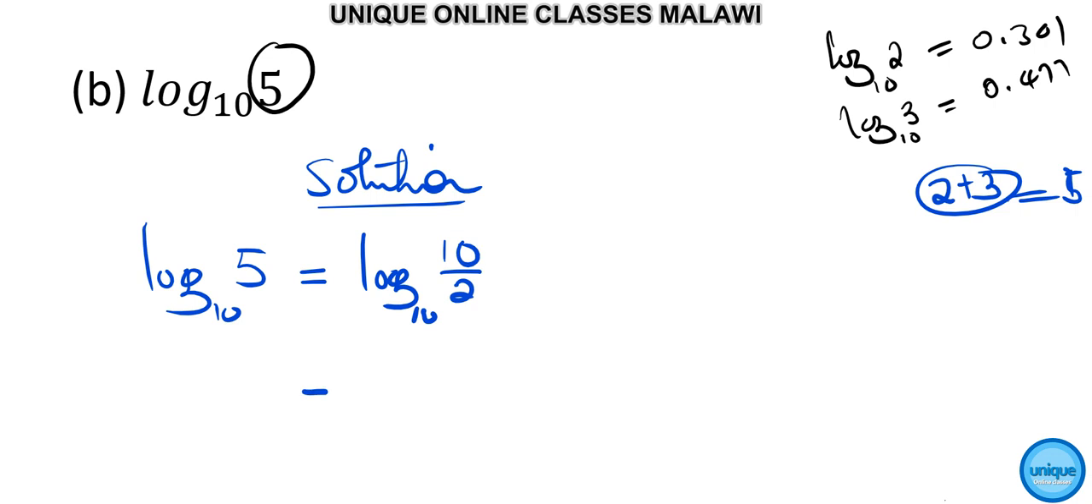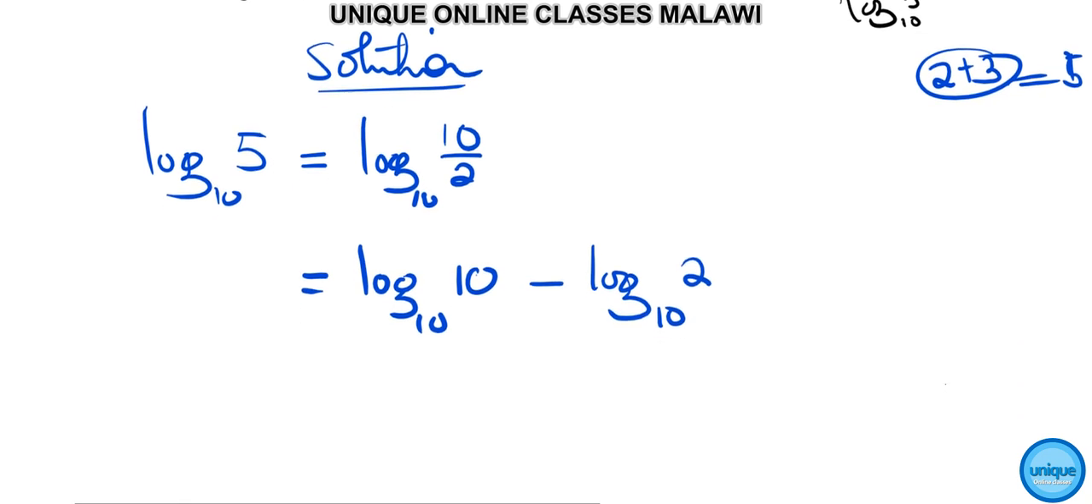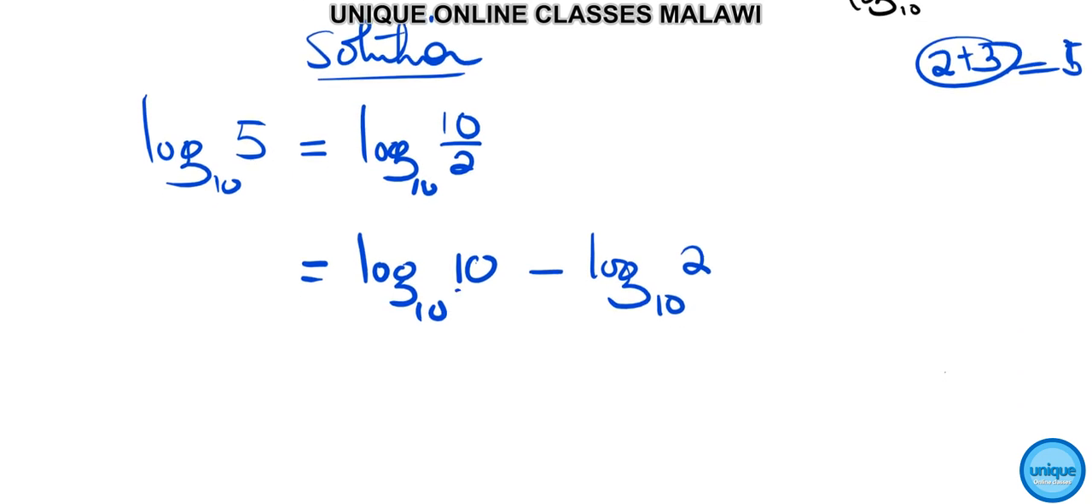Here we are dividing, so we can subtract the logs applying the laws of logarithm. So it will be log of 10 base 10, then minus log of 2 base 10. Mind you, log of the same number as the base represents 1.